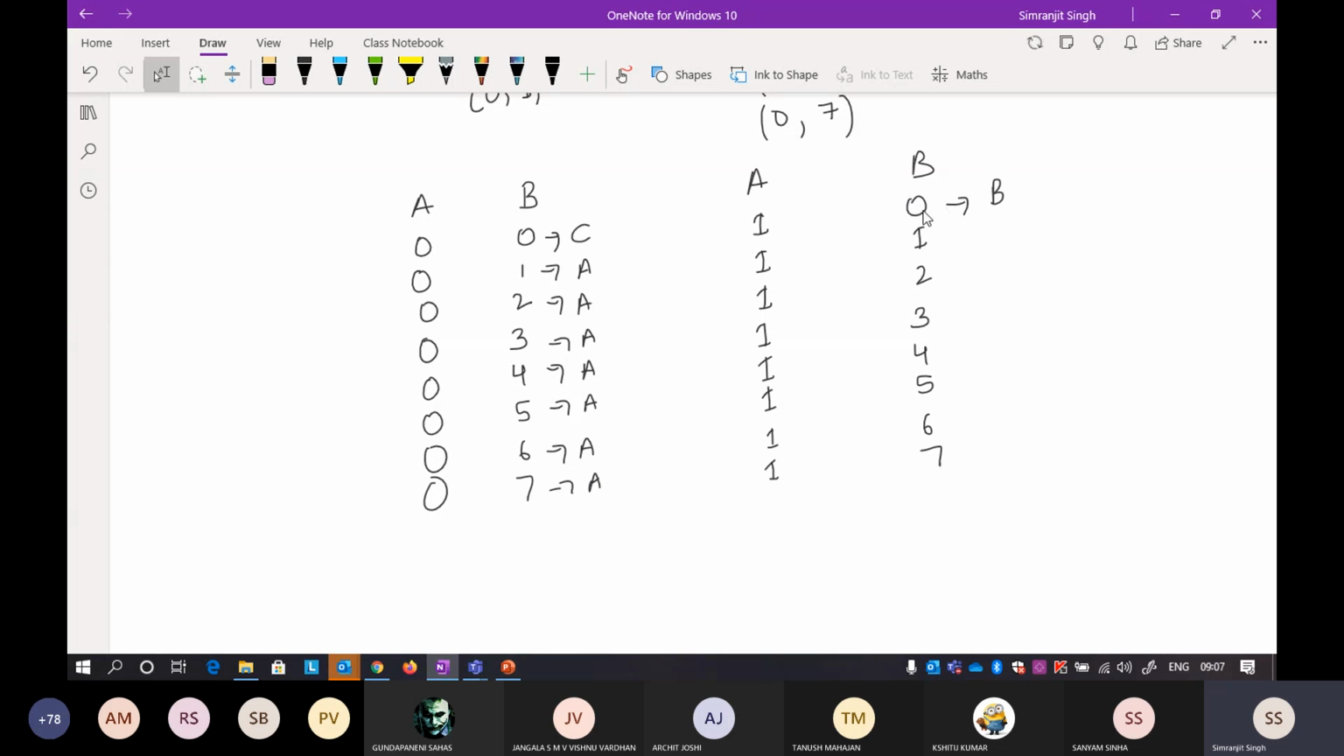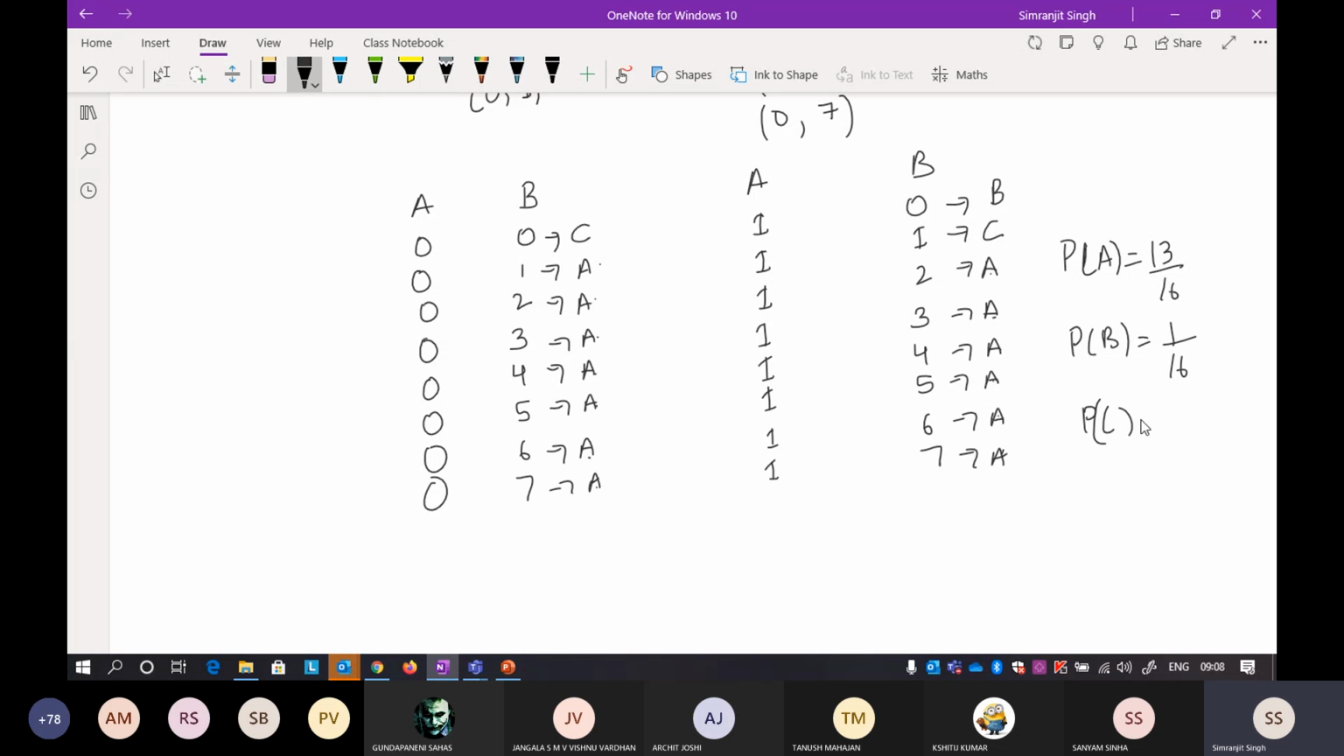Check here, here B is winning, here is a collision, and here again A is winning, A is winning, A is winning. If you find out the probability of A winning here, it is 13 out of 16 times. B is winning only one time out of 16 times, and the collision here is two times out of 16 times. So this is collision and this is collision.